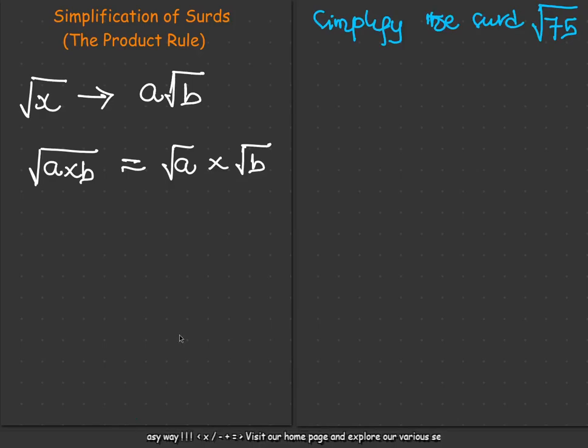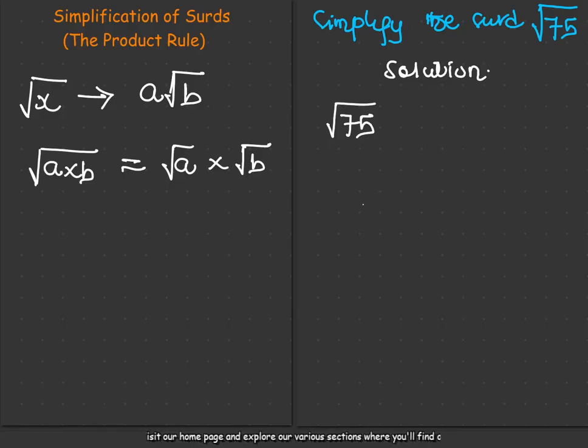For our very first example, we have to simplify the surd root 75. Solution. As I solve it, we'll be using a series of steps, so you need to take note of them and then you can also solve some. We have the square root of 75. The first thing you need to do to simplify this is to identify the largest perfect square that is a factor of 75.